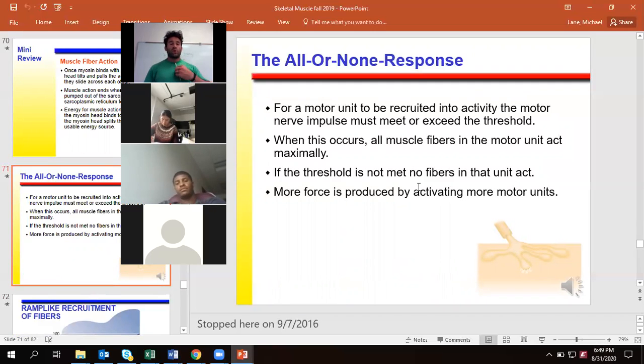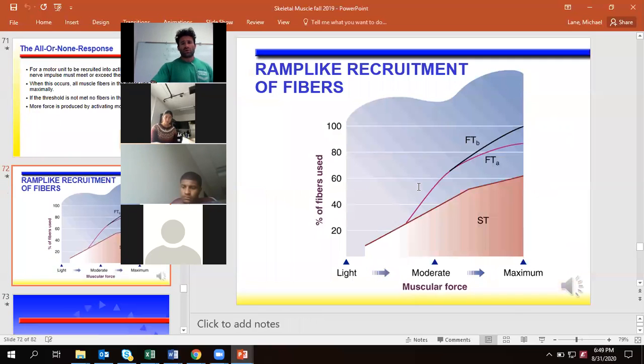Now, we do get the difference between a twitch, summation, and a tetanus because we send more action potentials, but once again, this is all based on the all or none response. The way we're going to produce more force is not by getting that individual fiber to somehow contract harder. Instead, it's going to be by recruiting more and more fibers in the individual muscle to get it to produce more force.